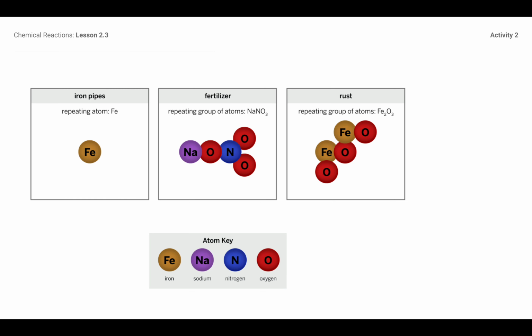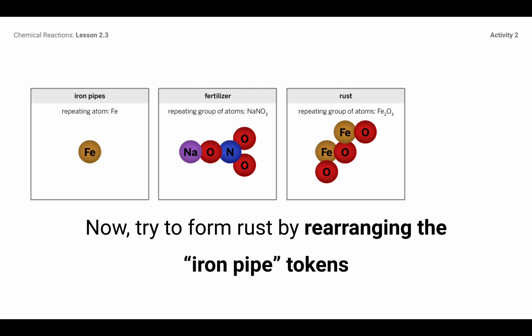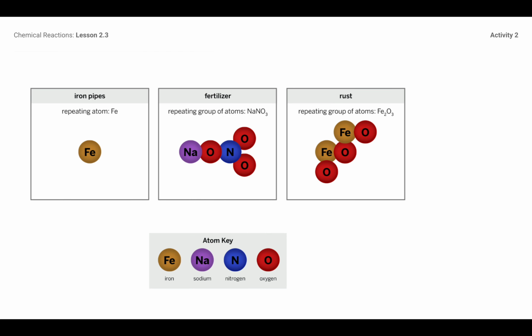So the iron pipes were just made of repeating groups of iron. Fertilizer was repeating groups of the atoms NaNO3. And then rust was a repeating group of atoms of Fe2O3, or rust. Okay, so remember, everybody has the iron pipes, so they've just got the yellow tokens.